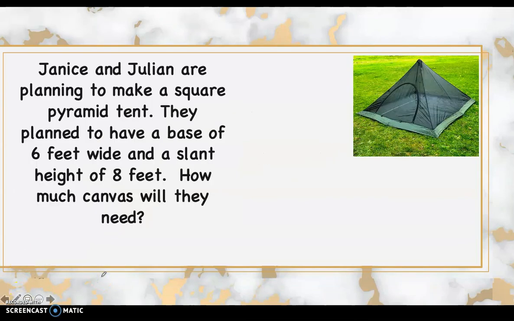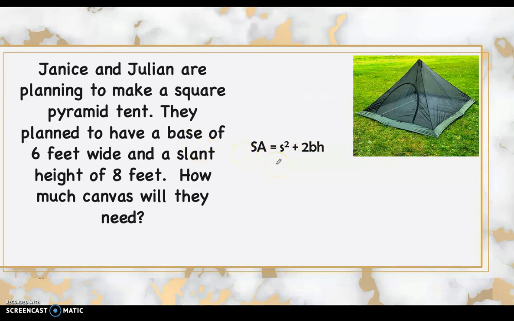Okay, now let's apply surface area in a word problem. Janice and Julian are planning to make a square pyramid tent. They plan to have a base 6 feet wide and a slant height of the pyramid of 8 feet. How much canvas will they need? So it's given here that it is a square pyramid tent. We use this formula, s squared plus 2 base times height. Then the side measures 6 feet.